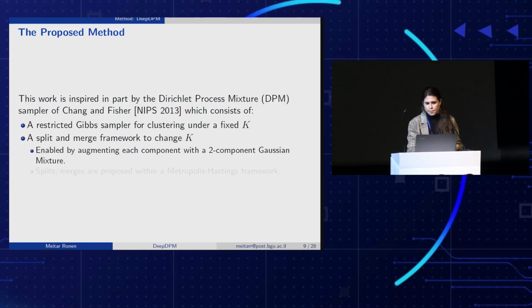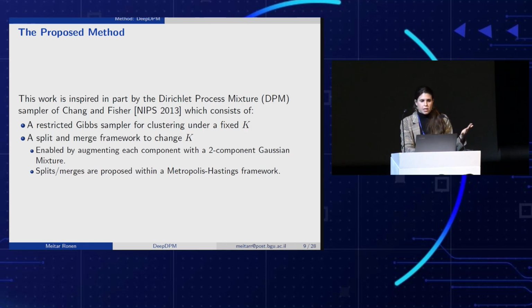This is enabled by maintaining subclusters. So each cluster will have two subclusters. And the splits and merges are proposed within a Metropolis-Hastings framework. So we raise proposals for splits or merges and accept them with a certain probability.